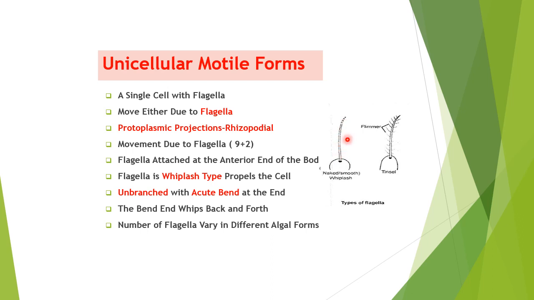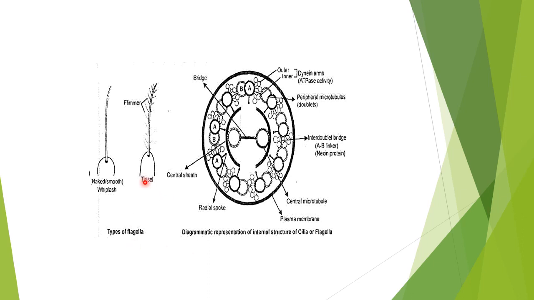It is naked. It does not have side growths. So the bent end whips back and forth, and this end which bends back and forth helps in the movement of the organism. The number of flagella also varies in different forms of algae. There is a classification on that, which we will see when we discuss the structure and types of the number of flagella in different types of algae. So here is a brief gist of how the whiplash type appears, a naked type of flagellum where the tips will show to and fro movement, and here are the filaments.